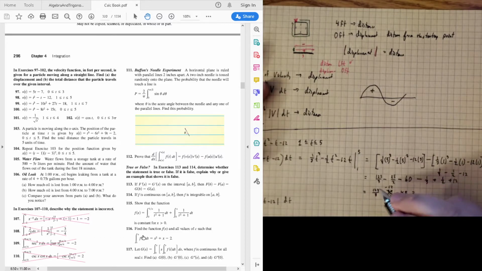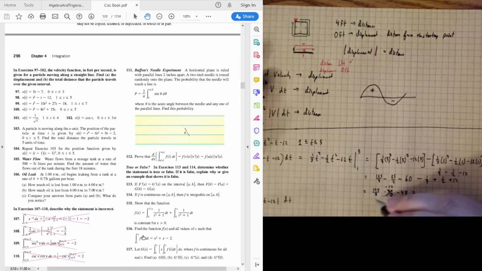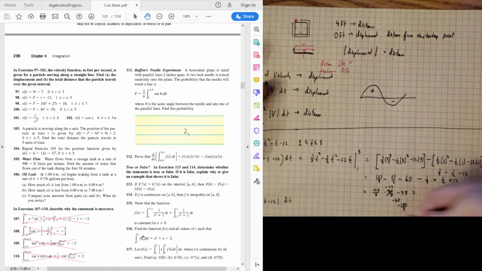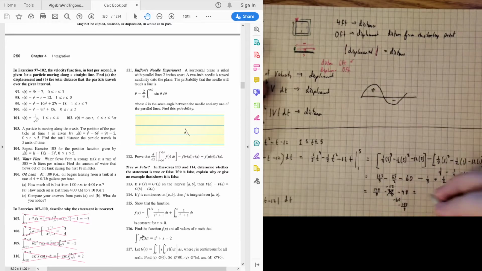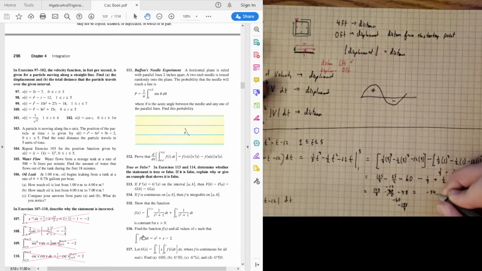Okay. All right, now let's put this over 3. So, negative 60 becomes negative 180/3. And 124 minus negative 180 would become negative 56. Sorry, negative 56/3.